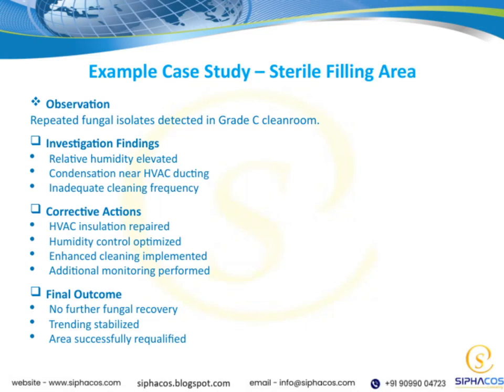The problem: repeated fungal contamination showed up in the Grade C cleanroom. When we dug deeper, we found high humidity levels, condensation near the HVAC ducts, and cleaning wasn't happening often enough. So we fixed the HVAC insulation, fine-tuned humidity controls, stepped up cleaning, and added more monitoring. The result: no more fungal issues, stable trends, and the area passed requalification with flying colors.